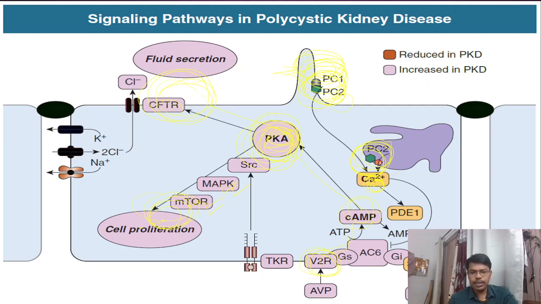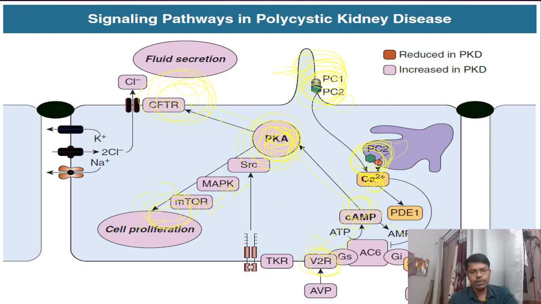So what is the overall thing? Calcium is low, so cyclic AMP is overactivated. Whenever vasopressin is activated, cyclic AMP is getting activated. Whenever somatostatin is not there, this will get activated. So protein kinase A is activated, so it is secreting the fluid and causing cell proliferation.